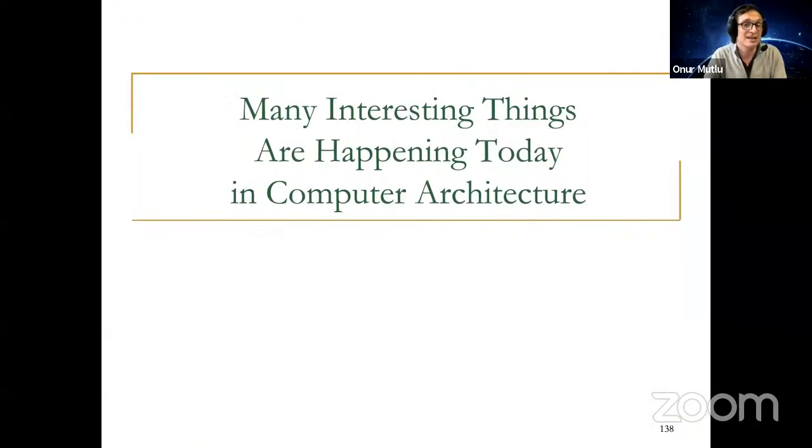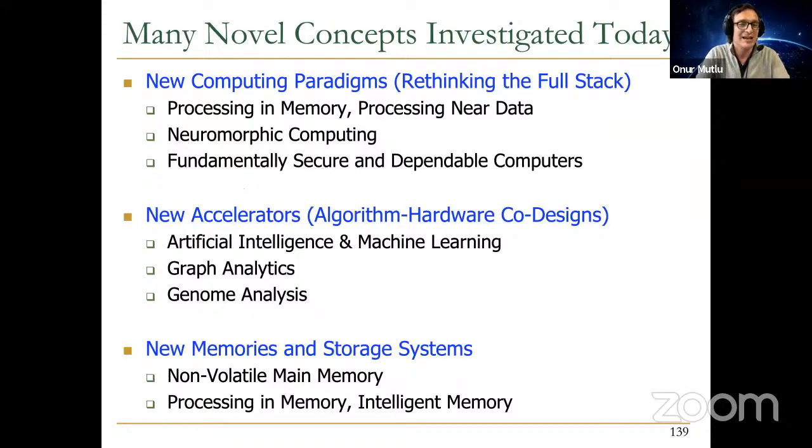So today, many interesting things are happening in computer architecture because of all these reasons. I've given you a tour of it. Now, let me actually conclude relatively quickly. Basically, many novel concepts are investigated today. I gave you some examples. There are new computing paradigms. We want to rethink the full stack: processing in memory, processing near data, neuromorphic computing, fundamentally secure and dependable computers, and there are more that I don't include over here.